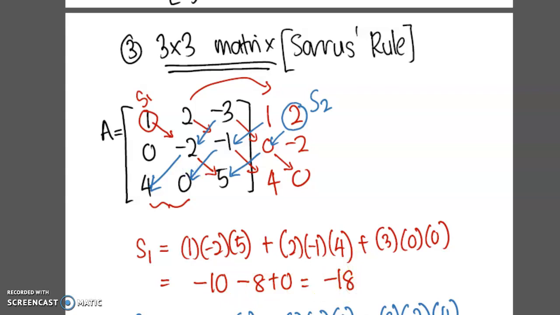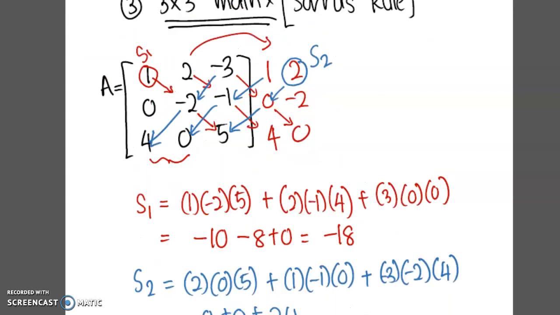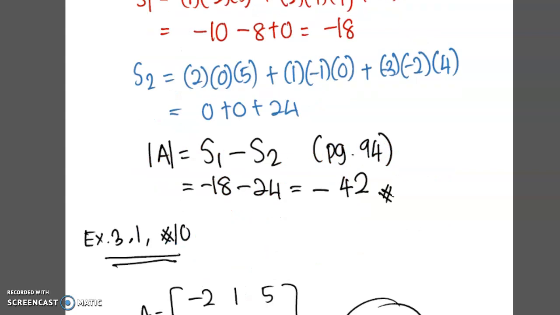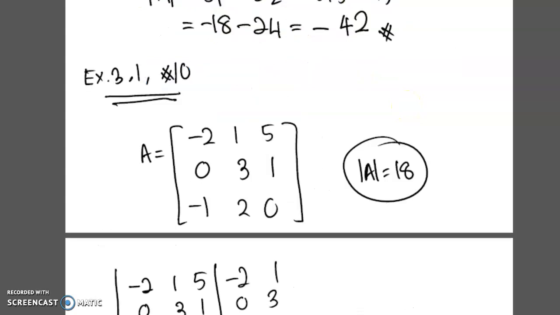Then the next one is reversed, from the top right. Earlier was top left, now top right. For S2, it goes down from here, here and here. So the first one is 2 times 0 times 5. Then 1 times minus 1 and 0. Then minus 3, minus 2 and minus 4. So you get this one, and your determinant will be minus 42. You can refer to page 94. This is one example.